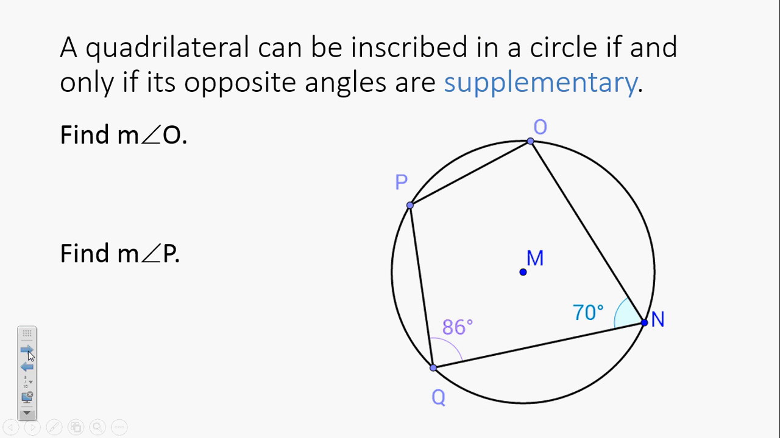A quadrilateral can be inscribed in a circle if and only if its opposite angles are supplementary, which means we can read it both ways. A quadrilateral can be inscribed in a circle if its opposite angles are supplementary, and if a quadrilateral's opposite angles are supplementary, it can be inscribed in a circle. By conditional, a quadrilateral can be inscribed in a circle if and only if its opposite angles are supplementary.